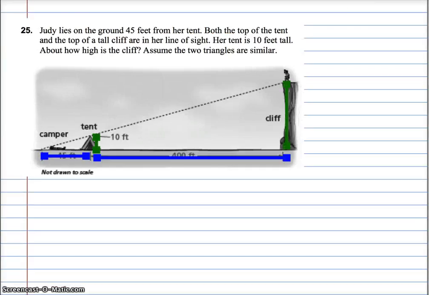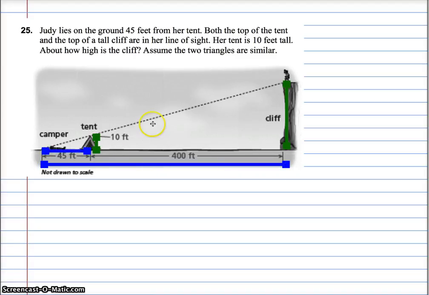So here's the first question that I thought I'd work on with you. There are two triangles here, and we need to figure out how tall the cliff is. So Judy's laying down, she can see the top of her tent, she can see the top of the cliff. So I have the small triangle and I have the big triangle. The trickiest part is making sure that when you see the big triangle, you have 445.